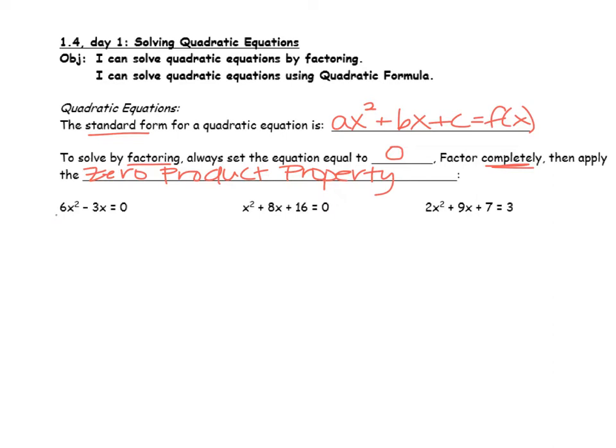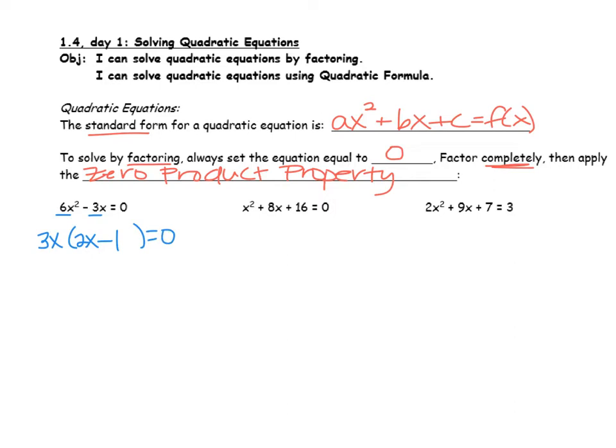If you look at 6x squared and 3x, they have something in common. We could factor both a 3 and an x out of both of them. If we do that in that first term, we would have 2x left over. And in that second term, 3x would cancel itself out, leaving 1.